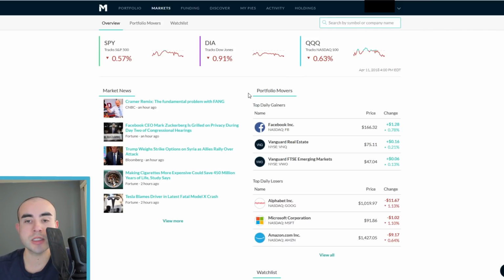So beneath that, you will see it does show you your top portfolio movers for the current day. So here it shows you your investments, whether it be your stocks or ETFs, which ones performed the best that day, as well as which ones performed the worst that day. So you can see your top daily losers. So that gives you an idea of which stocks and ETFs performed better or worse that particular day.